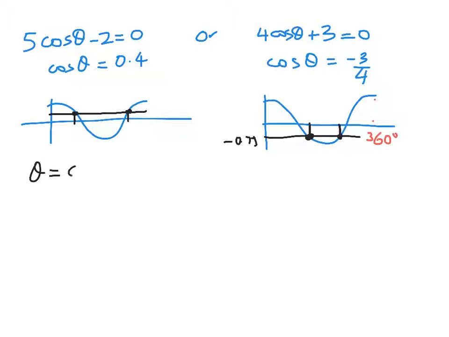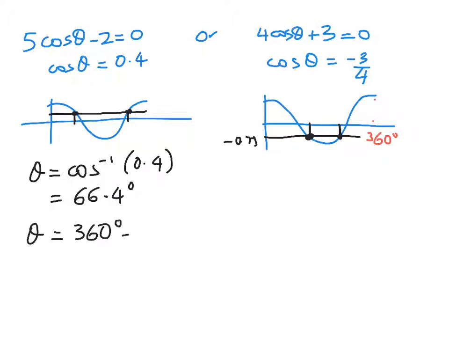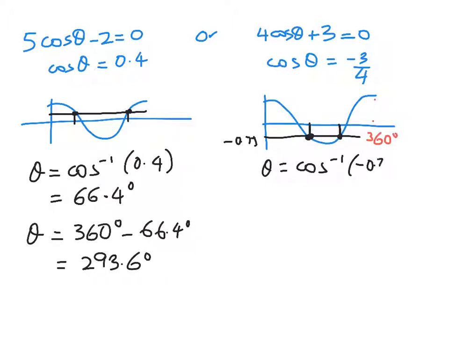So theta is equal to cosine inverse of 0.4, which is 66.4 degrees. So that's the first solution. And the second solution, 360 minus 66.4 degrees, which gives me 293.6 degrees. Over here, we get theta equals cos inverse negative 0.75, giving me 138.6 degrees for this first one here.